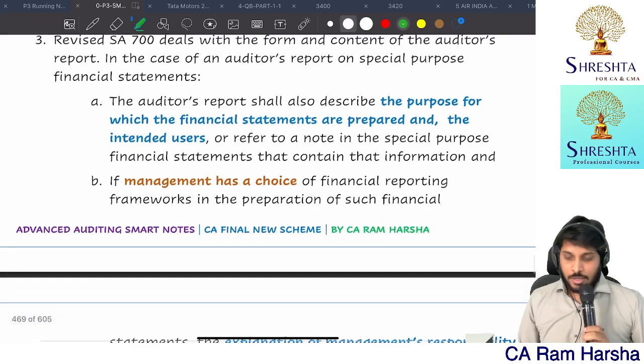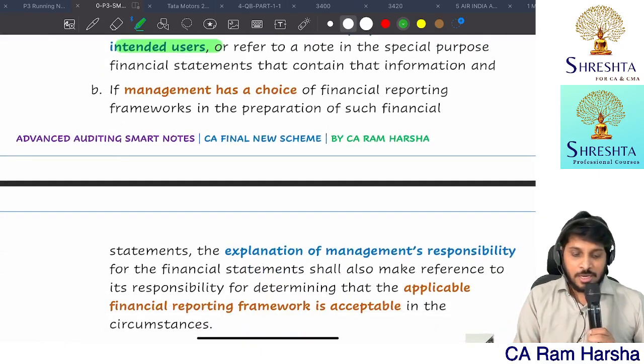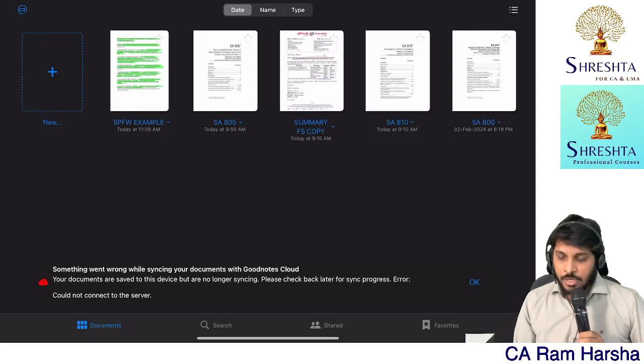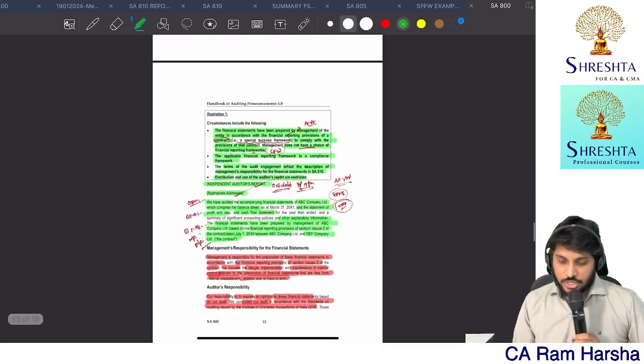Next. The auditor report shall describe the purpose for which financial statements are prepared and the intended users. In the report, we should mention. For your understanding, I'll show you the illustration. The illustration we will discuss.